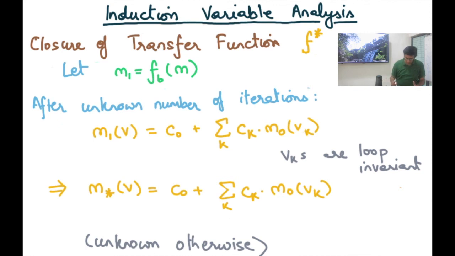Alright, what about an unknown number of iterations? For the previous case, if there were some basic induction variables present inside the loop body's transfer function, then I would just use unknown. But if I have a case where the loop body's transfer function maps V to C0 plus summation over k of Ck M0 Vk, where all the Vk's are loop invariant, which means that there is no basic induction variable in this affine expression, they're only loop invariant variables, then even after an unknown number of iterations, I would be able to say that M star V equals C0 plus summation over k of Ck M0 Vk.